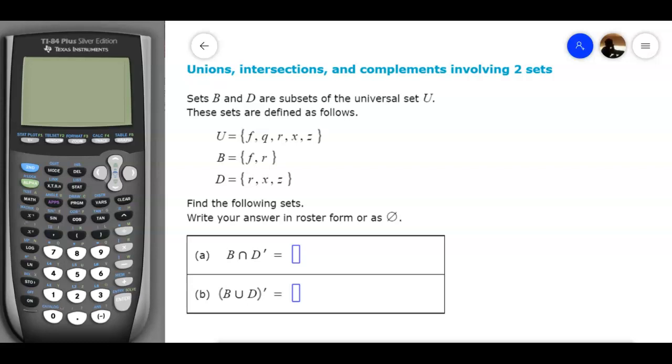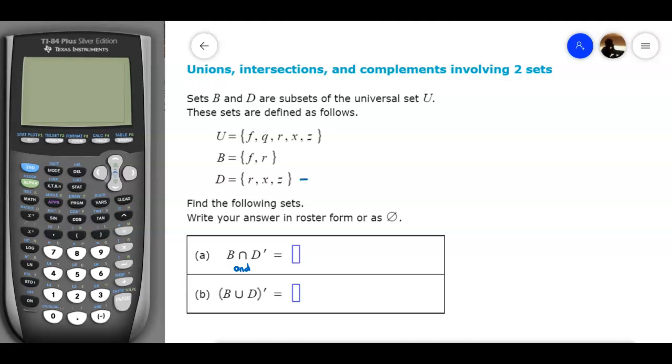Alright, so talking about sets, intersections and complements here. We're going to start with the first one, A, which is B intersect D prime. The intersect means "and". It means the elements are in B and at the same time are in D prime. So what do I need here?